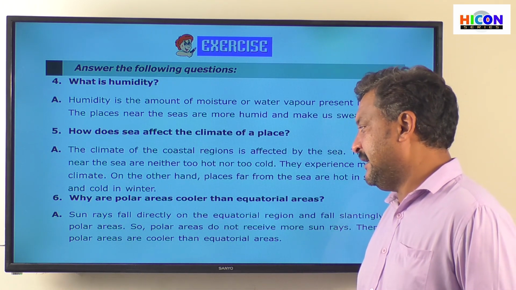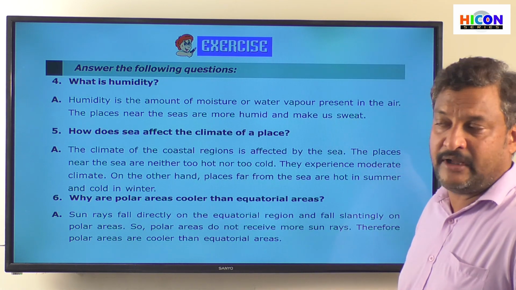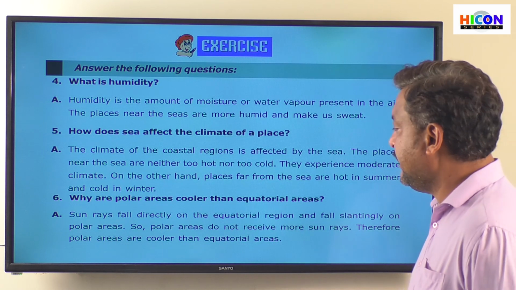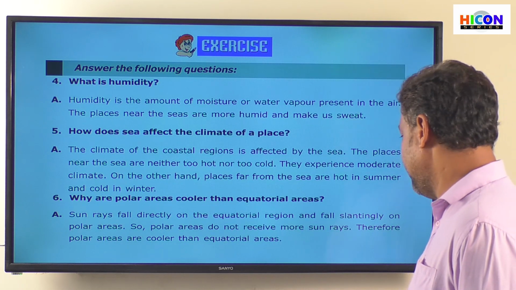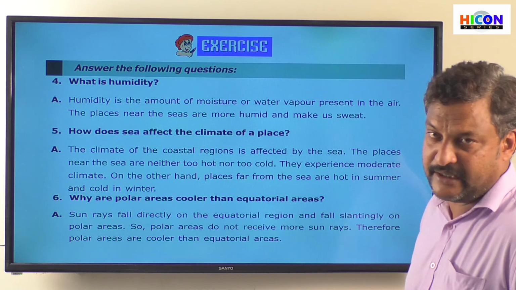Sun rays fall directly on the equatorial region and fall slantingly on the polar region. So, polar areas do not receive more sun rays. Therefore, polar areas are cooler than the equatorial areas.